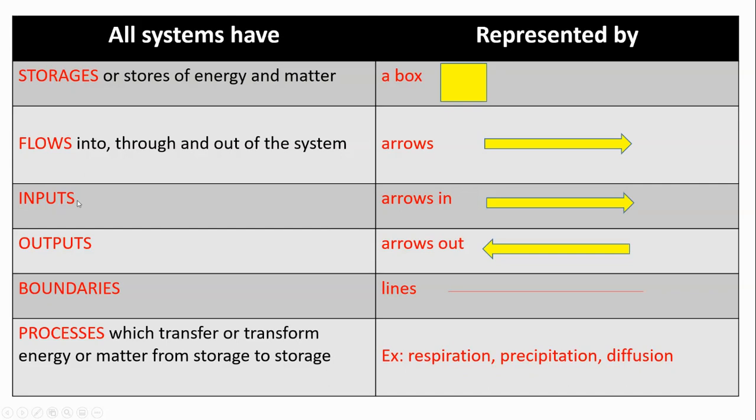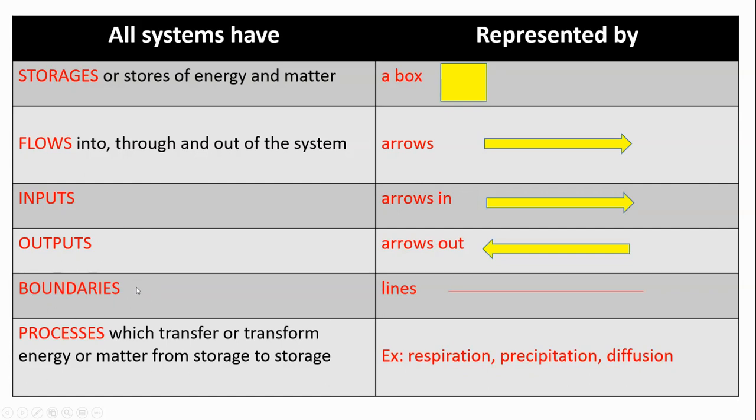Inputs and outputs are also shown with arrows. If there's energy from sunlight coming in, that's an input. Outputs for an ecosystem might be oxygen given off from a plant during photosynthesis. So for all these inputs, outputs and flows, we're going to use arrows.